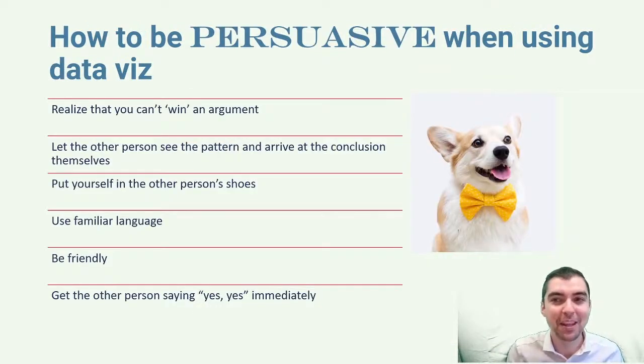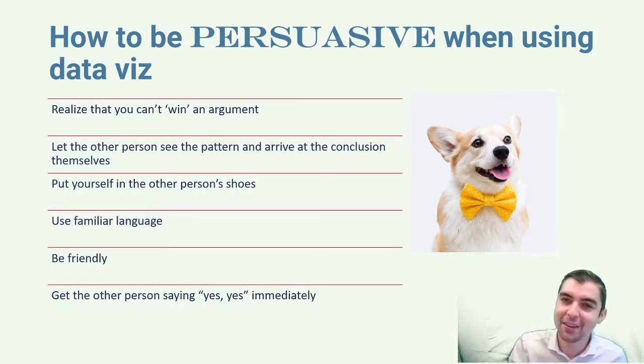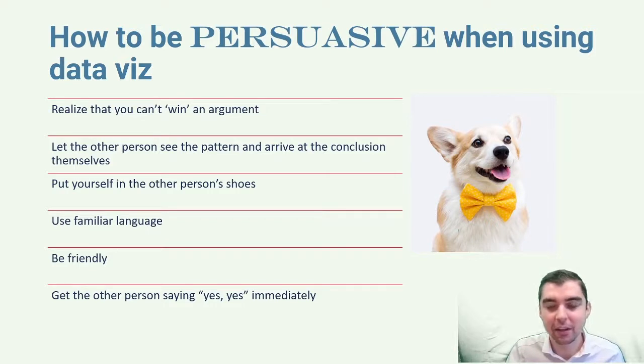How do you be persuasive when you're using data visualization? This comes back to your right brain emotions. First of all, realize that you can't win an argument. If you go into a sales presentation and say, I'm going to convince this client that our actuarial services are the best so that they'll buy. And I'm going to do that by showing them all of these really convincing graphs. If you have that mentality, you will not be successful.